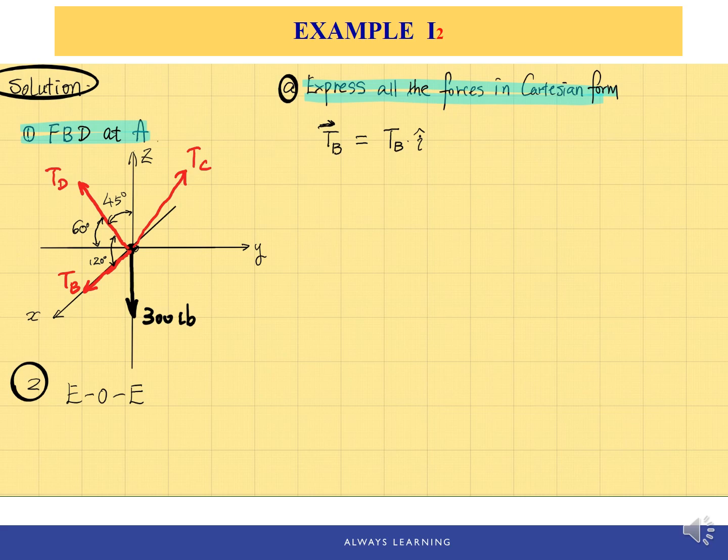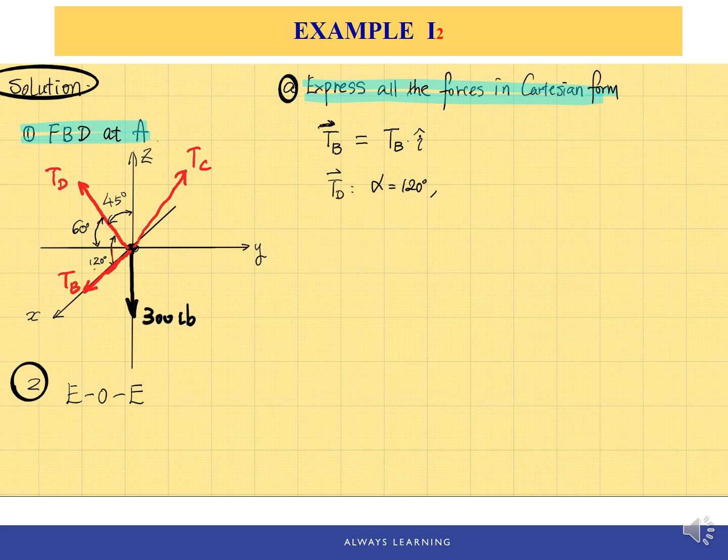Now for vector TD, we already have those direction angles, but be very careful with the given angles. The 120 degrees, if you see, is the angle between TD and the x-axis. So that means alpha is 120. We can write that down: alpha 120.